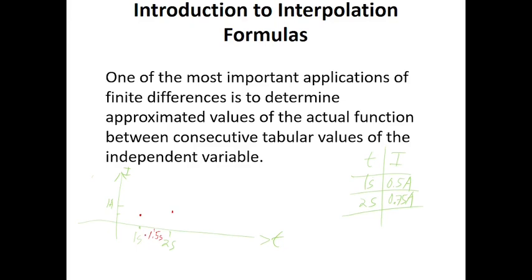So we have here consecutive tabular values. We have time 1 second, so this is t sub 1, t sub 2, I sub 1, I sub 2. These are the consecutive tabular values of the independent variable. The independent variable here is t, which is time. So that is our goal, to determine approximated values of the actual function. Let's say at time 1.5 seconds, it's 1 ampere using the interpolation formulas.